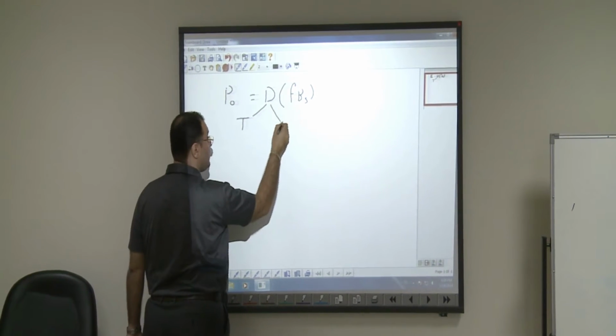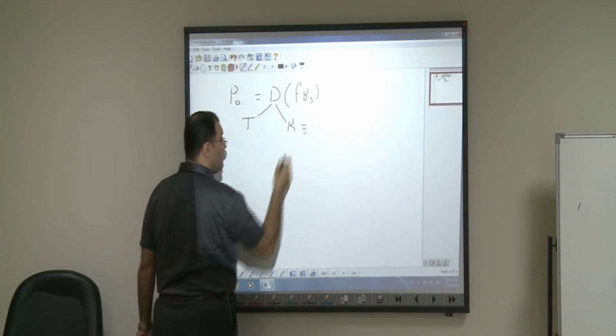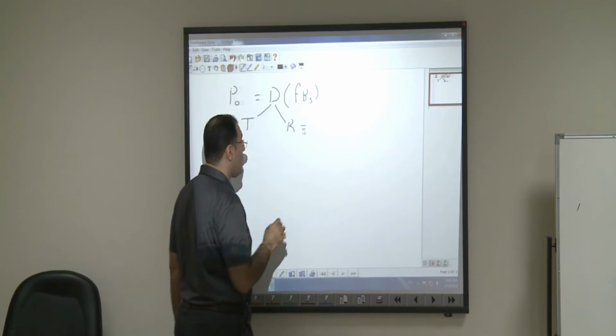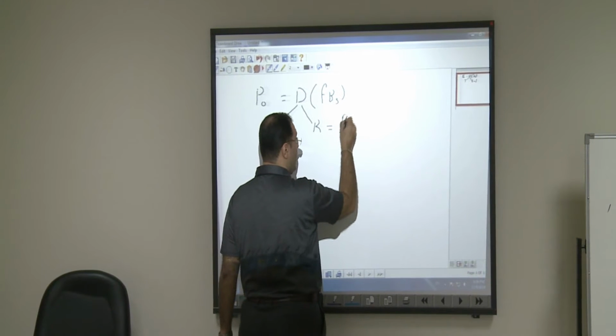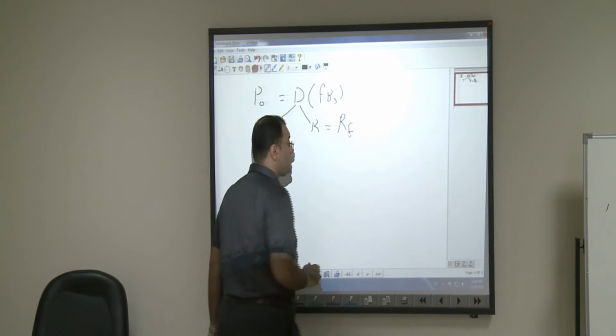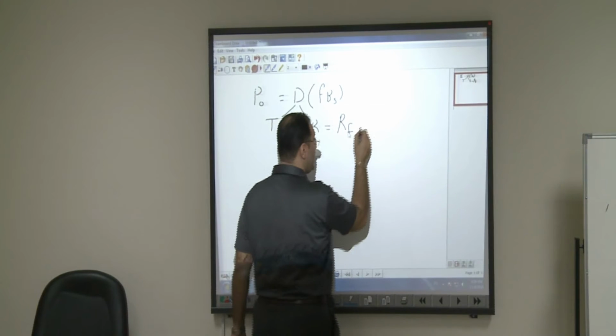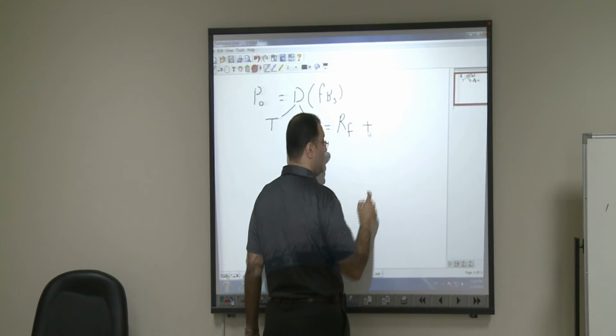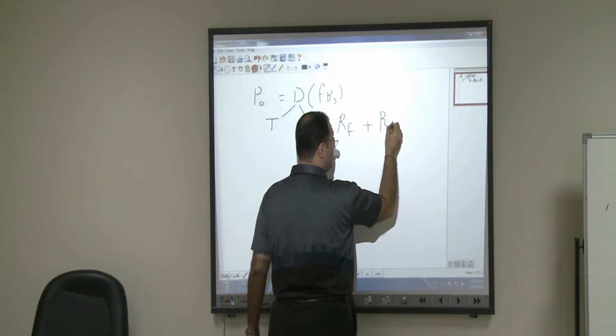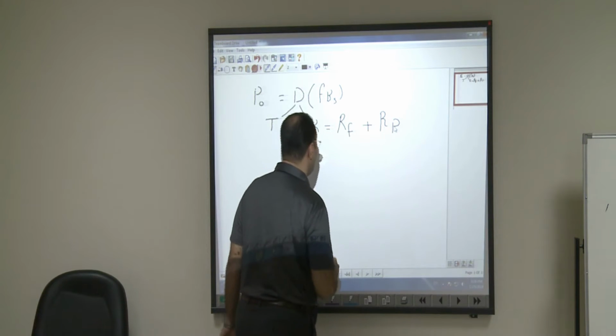T and R. And R is what? R is return. And return is what? It's RF, the risk-free return, plus what? Plus a risk premium.